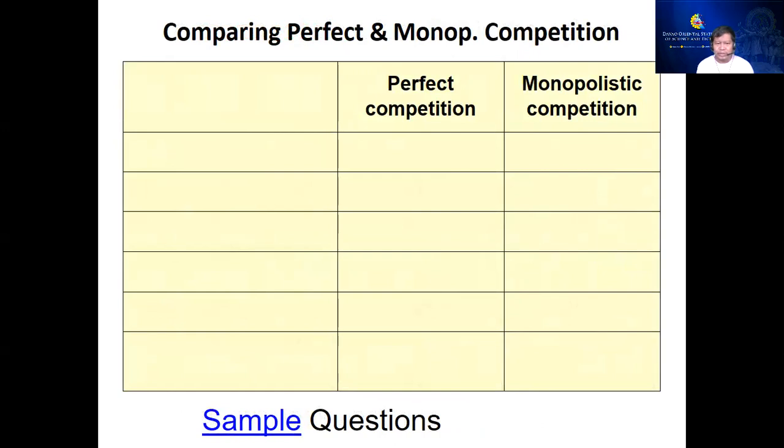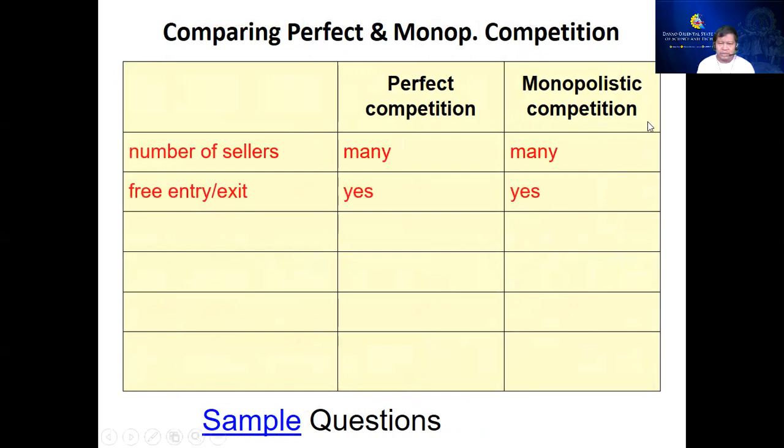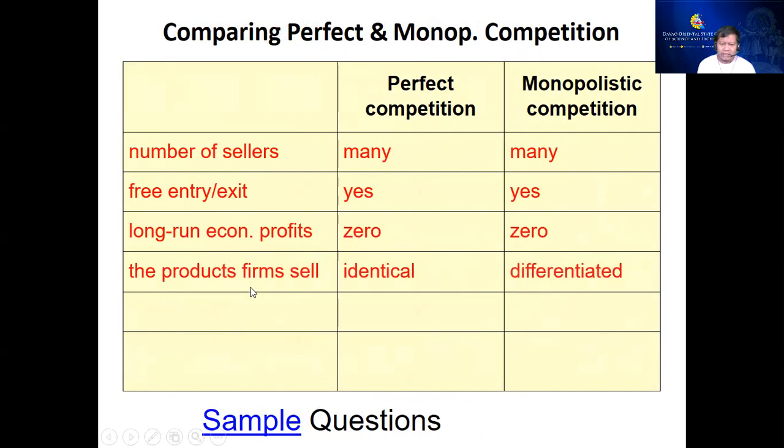So this is how we compare perfect competition and monopolistic competition. Number of sellers: sa perfect competition, daghang sellers. Sa monopolistic competition, daghan pa gihapon ang sellers. Free entry, yes, in both. Long run economic profits, zero, zero. The products: identical sa perfect competition. Sa monopolistic, differentiated, the same product pero gibari-bari lang, no?